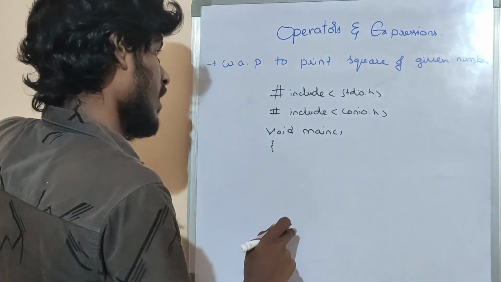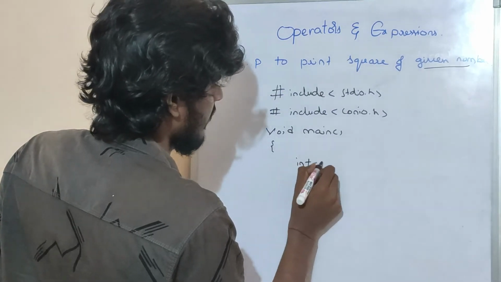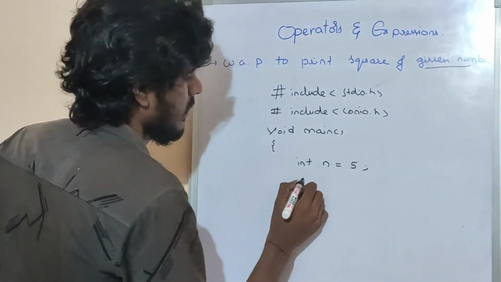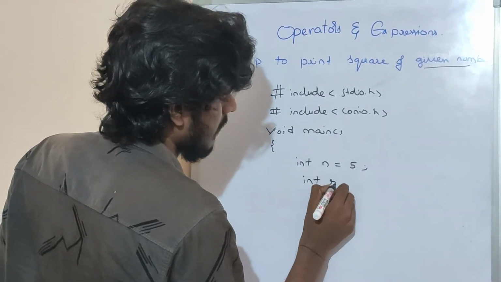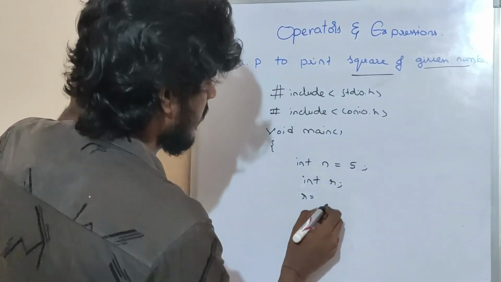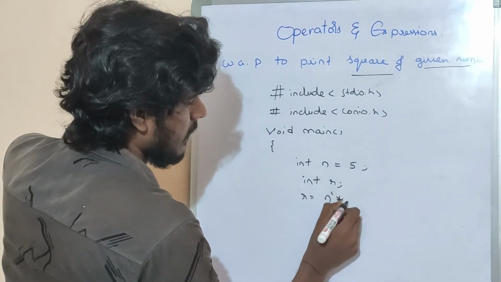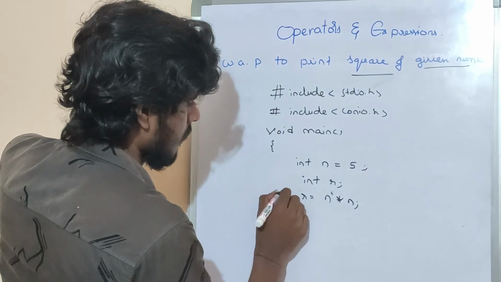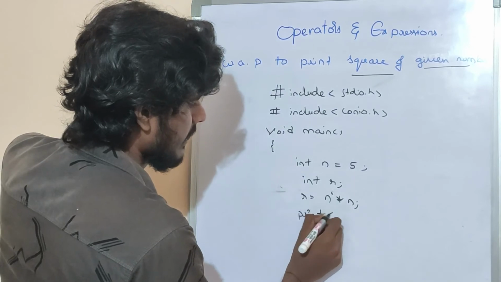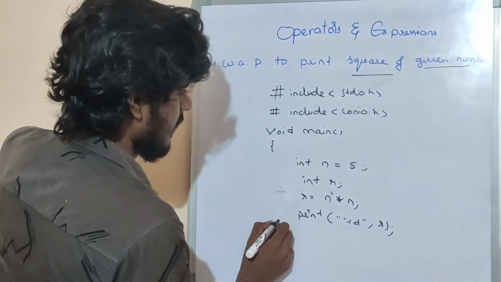Okay, in this program, how many variables do we require? Only one variable. int n is equal to, for example, we take 5. What is the result variable? r. What is the condition? Square. And r is equal to n into n. Okay, now printf "%d", r.